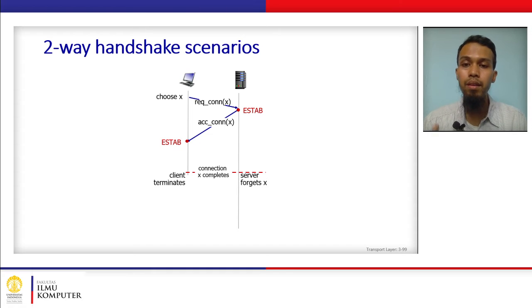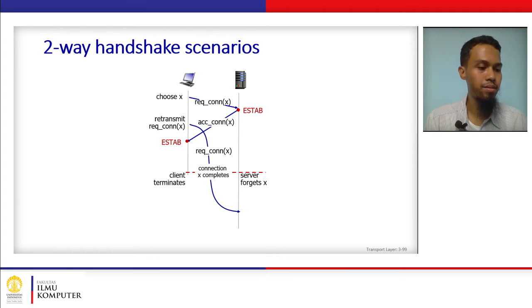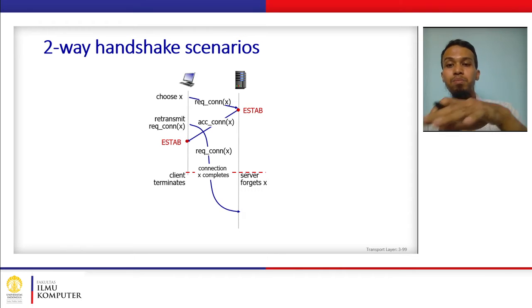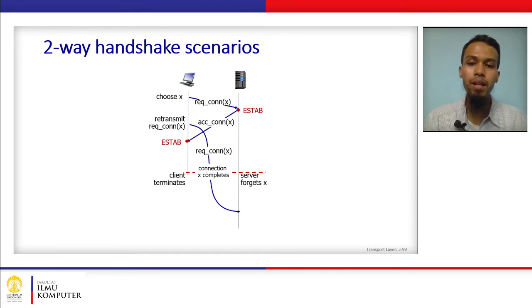But anyhow, since the client receives the accept connection message anyway, the client assumes that the connection can be established, and then they can start communication, and after some time they close the communication. But then, as the client didn't know that this accept connection message was delayed, it retransmits the request connection message.